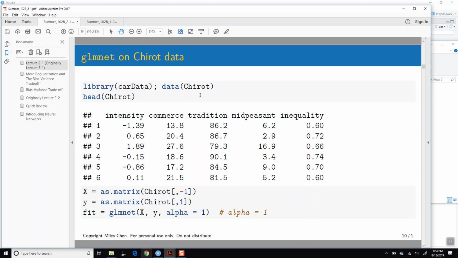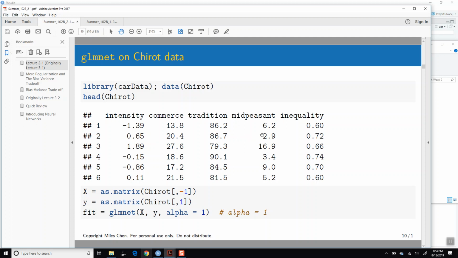the Chiro data set, and they were looking at peasant revolutions in Eastern Europe or something. I don't know, this is from like the 1930s. It's a little strange to use the word peasant, but that's what it's called. All right, so they were looking at different things and the intensity of the protests, and I don't quite know.